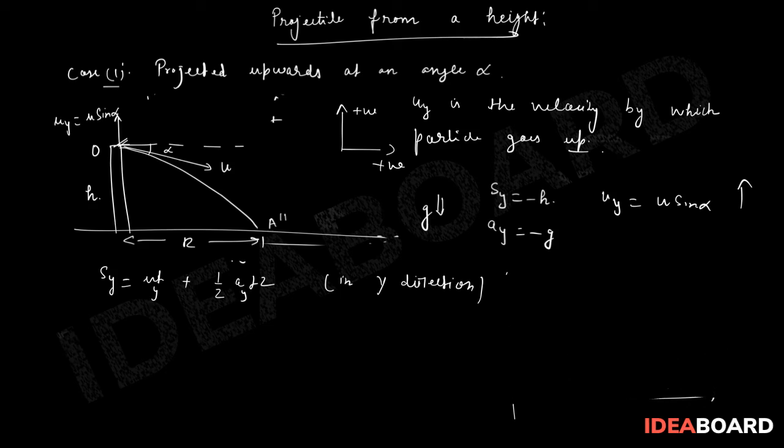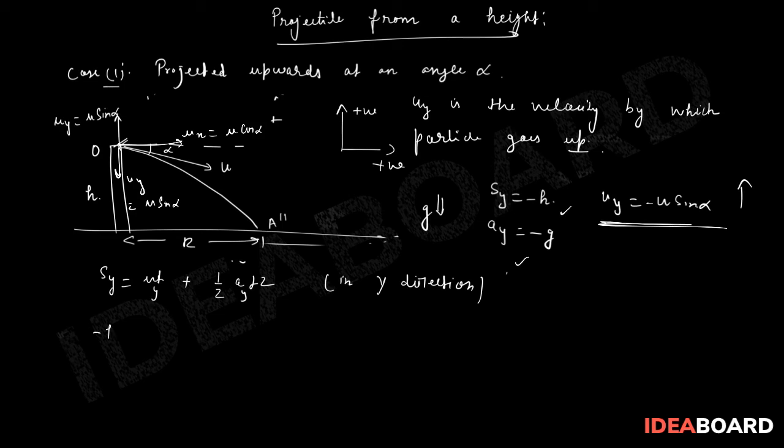So what will it be this time? Clearly you can observe here sy will be minus h, that is fine. For uy, this time uy is like this and ux is like this. Similarly u cos alpha and u sin alpha, but the direction of uy is changed, so this will be minus u sin alpha. So that would be the change, and obviously ay is the same.